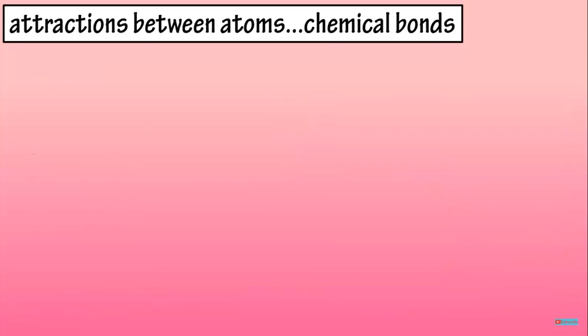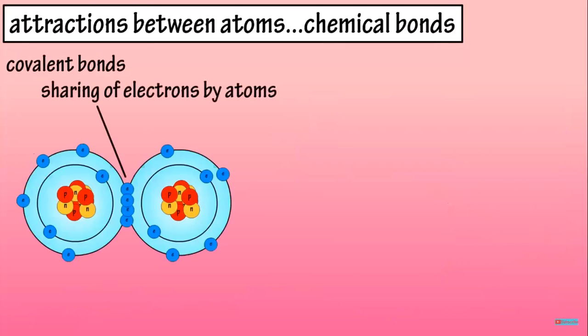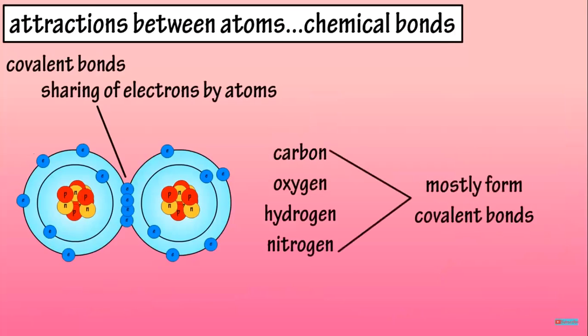Now for covalent bonds. Covalent bonds are chemical bonds that are formed by the sharing of one or more pairs of electrons by the outer energy levels or shells of two atoms. The four major elements of the body, carbon, oxygen, hydrogen, and nitrogen, almost always form covalent bonds by sharing electrons.